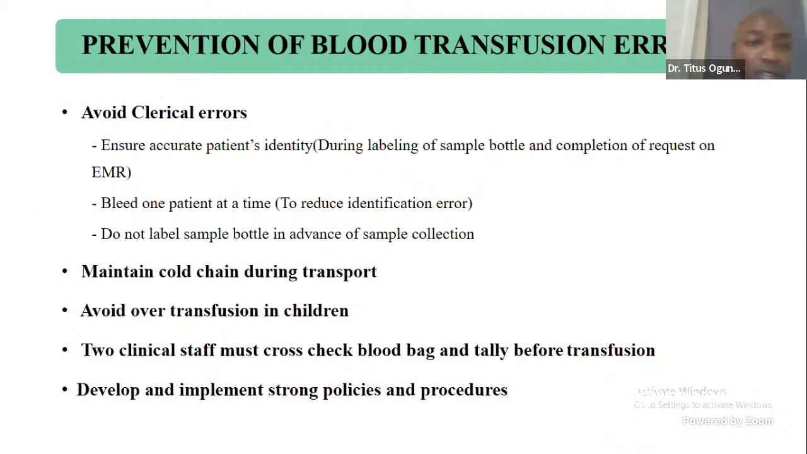We have to avoid clerical errors, ensure accurate patient identity during labeling of sample and completion of request on an electronic medical record. We have to bleed one patient at a time to reduce identification error. We do not need to label sample bottle in advance of sample collection. You have to collect the sample, then you label. We have to maintain cold chain during transport, avoid over-transfusion in children.